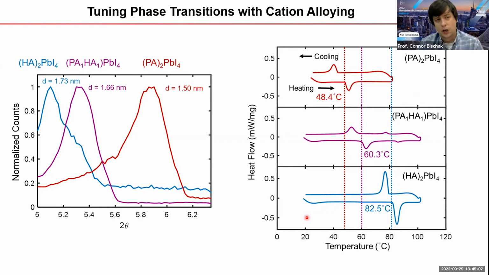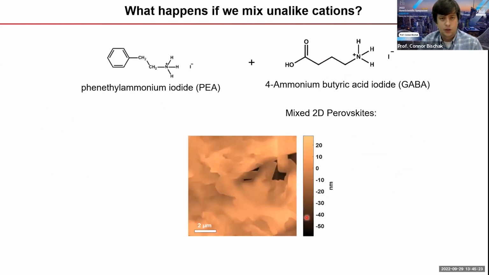If we blend two chemically alike species, it seems like they mix. It seems like we can tune the thermodynamic properties. But what we're currently working on is what happens if we mix two cations that aren't alike at all. And so we can do that with this kind of model system that we're working with.